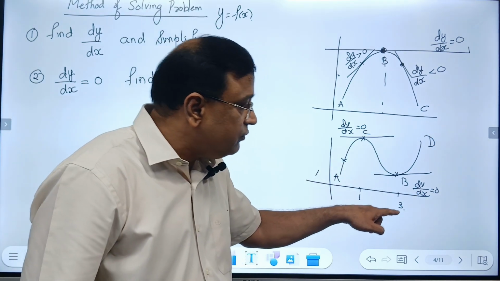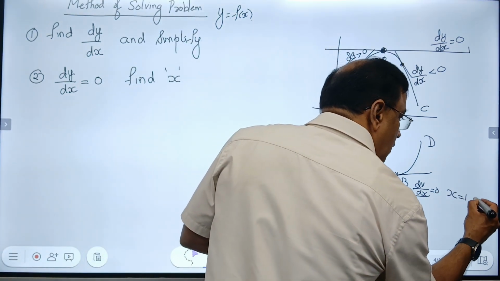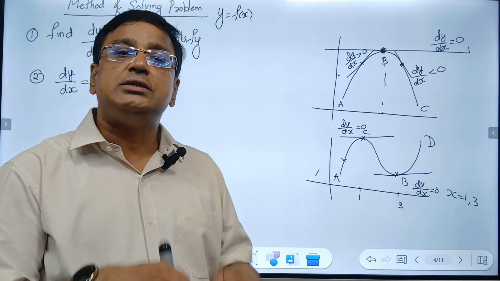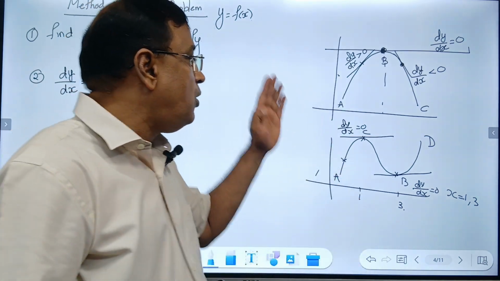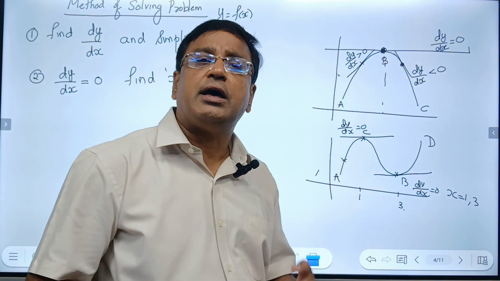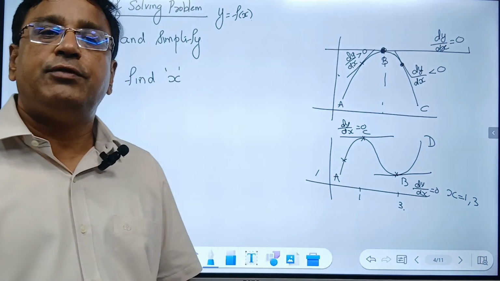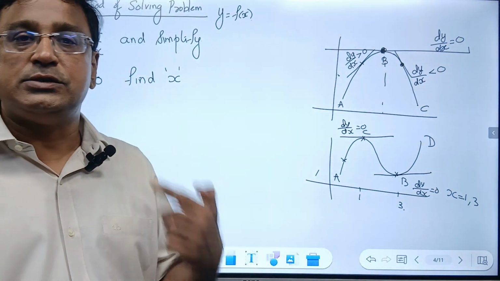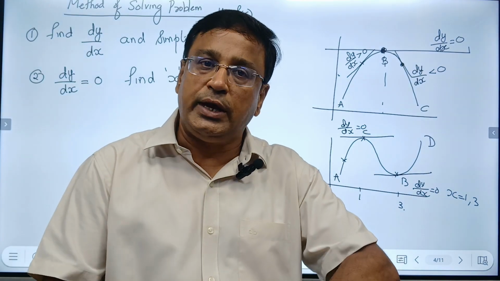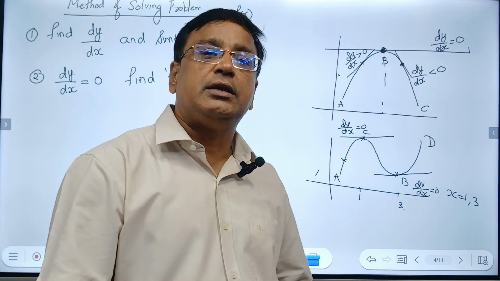So when I put dy by dx equal to 0, in this case I will get x as 1 or 3. What are this 1 and 3? They are the critical points, the points where dy by dx changes from positive to negative or from negative to positive, or you can say it is a point where the tangent is parallel to the x-axis. It is neither positive nor negative. If it is positive, it is increasing. If it is negative, it is decreasing. But when dy by dx is 0, it is neither positive nor negative; it is a point where the tangent is parallel to the x-axis, or the curve takes a turn from increasing to decreasing or from decreasing to increasing.